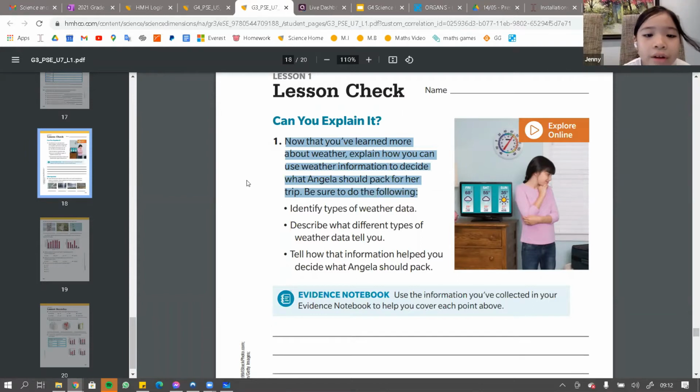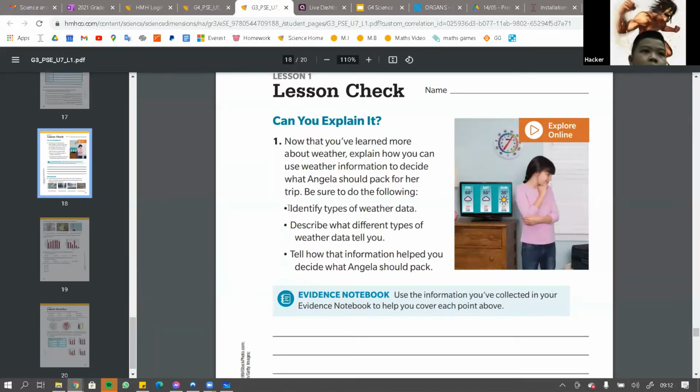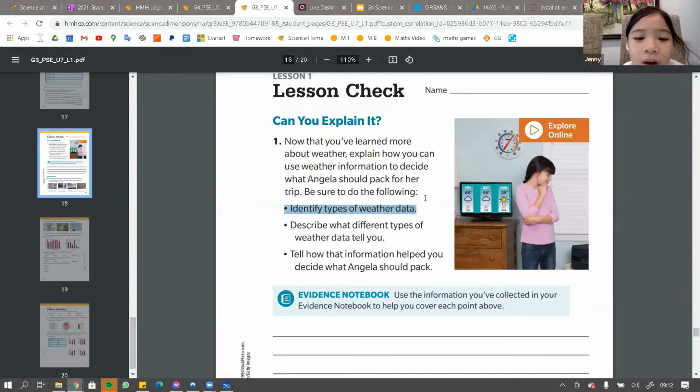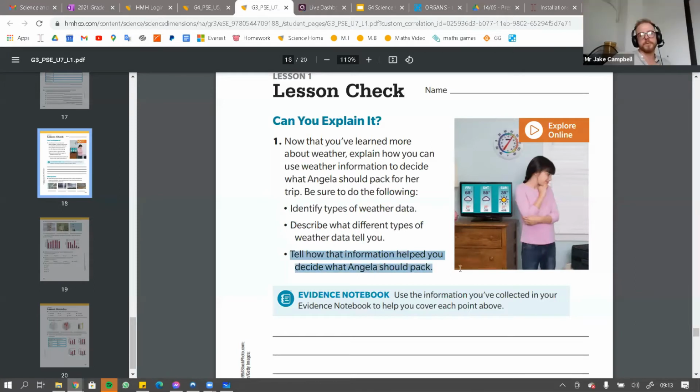Now that you have learned more about weather, explain how you can use weather information to decide what Angel should pack for her trip. Be sure to do the following. Identify types of weather data. Describe what different types of weather data tell you. Tell how that information helps you decide what Angel should pack. Fantastic. So we have 3 bullet points here. So that means I need a minimum of 3 sentences answering these bullet points.